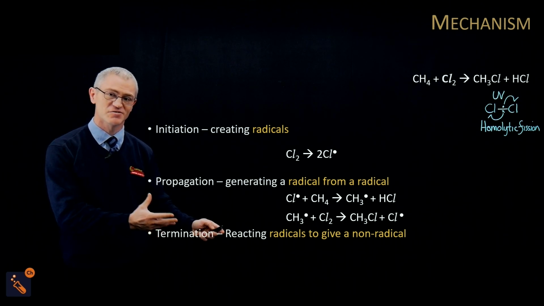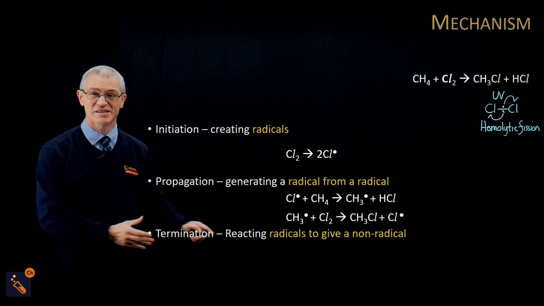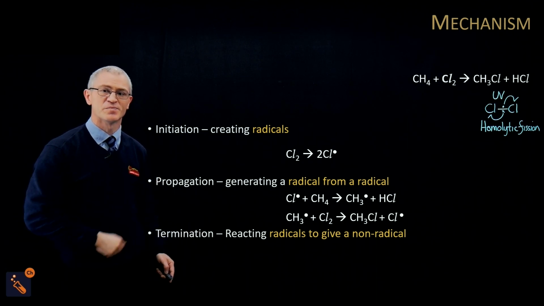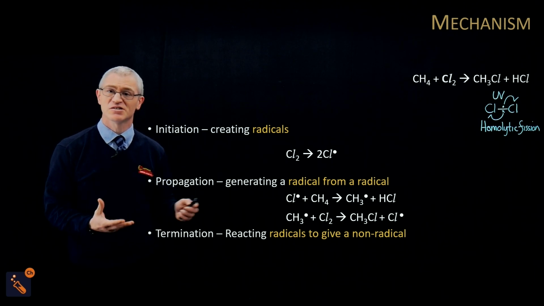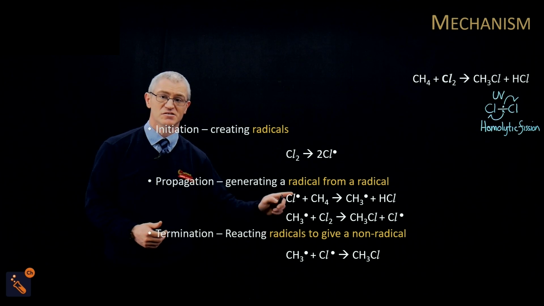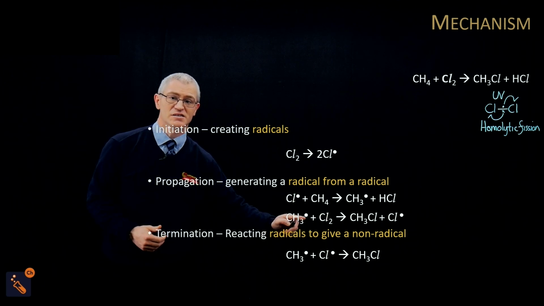Now, the next thing is to react the radicals to give a non-radical. This terminates it, finishes it. So you start it, you carry it on, you finish. Okay? And to do that, you just react two radicals together. So two of the radicals are the CH3 and the Cl, because there's Cl dot here, there's CH3 dot here.